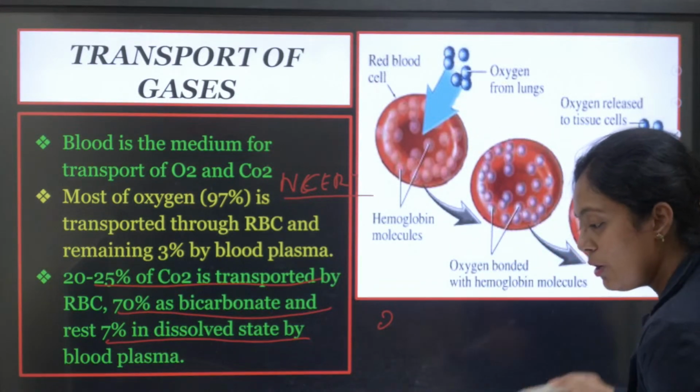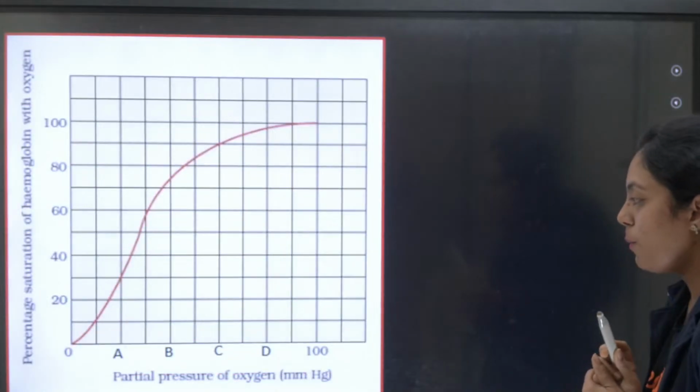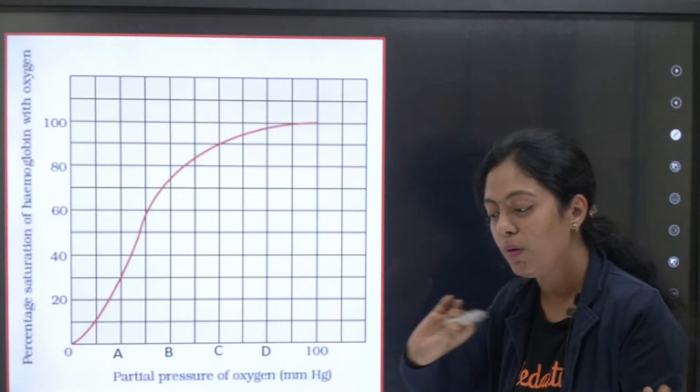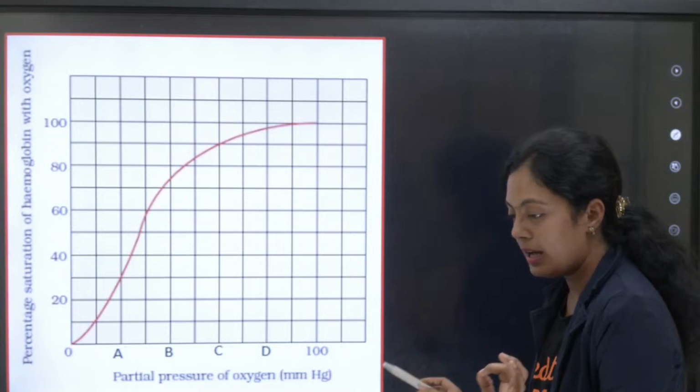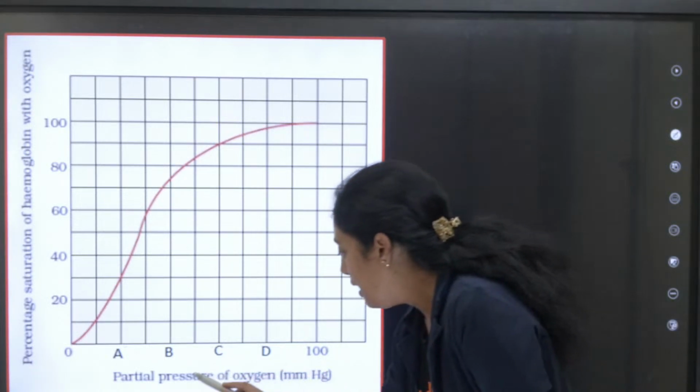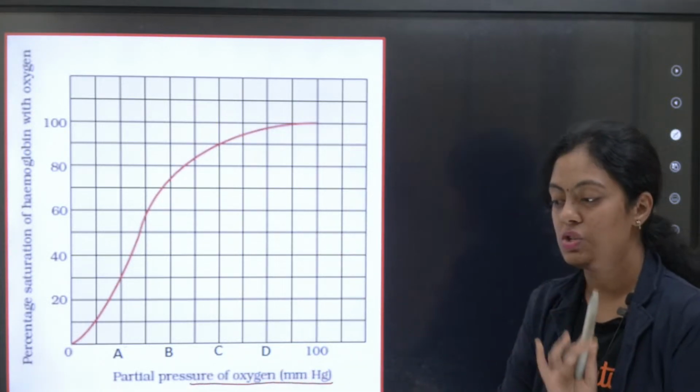Yes, shall we continue, pasangla? This is very important. So many people had a doubt in this graph. Now we will just decode this graph very easily. Okay, so what have they given here on the x axis? It is the partial pressure of oxygen.